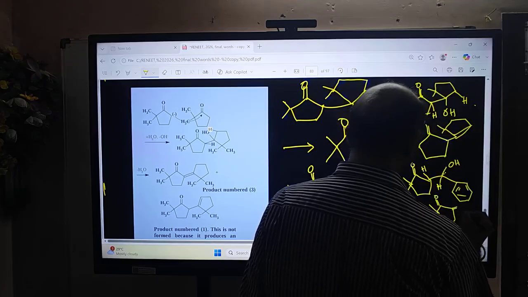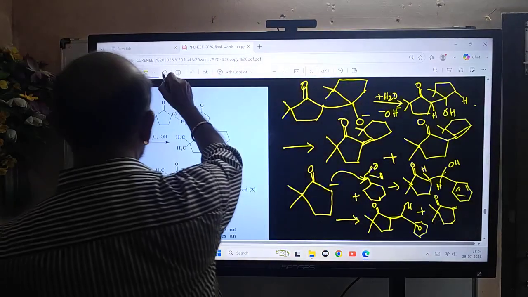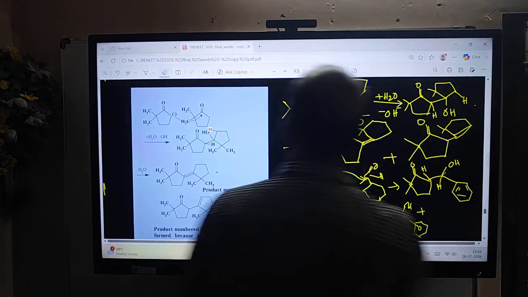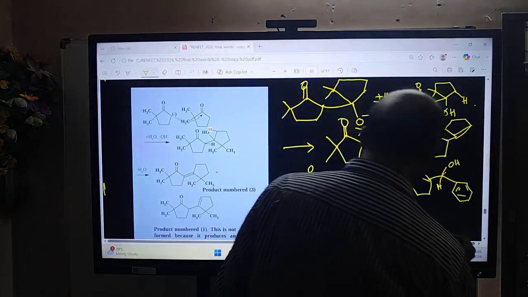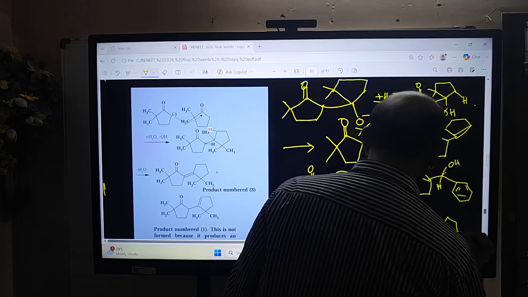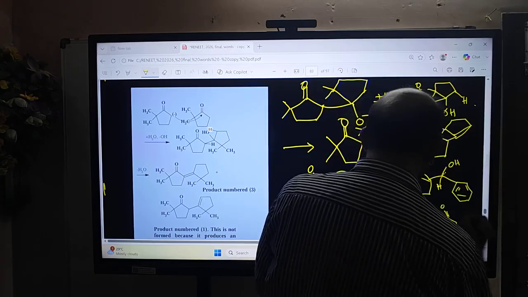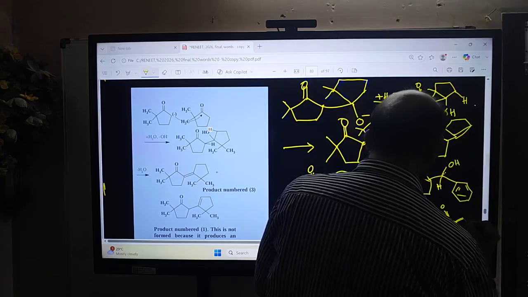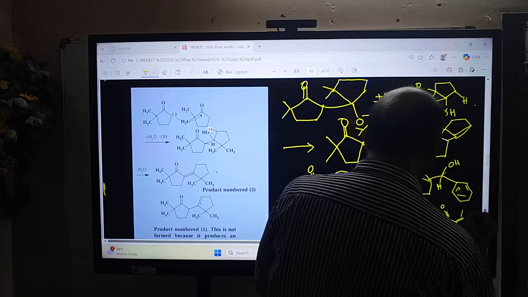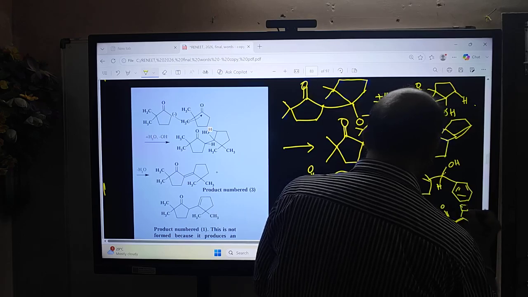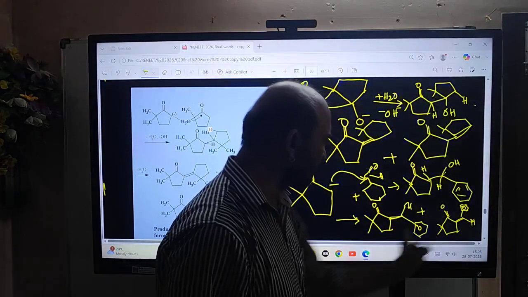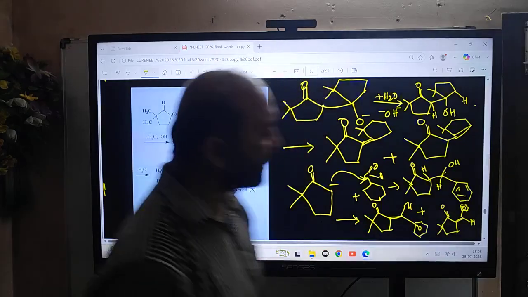Oh, I cannot draw. I have to wipe it out and draw, because space is not sufficient. We'll draw from the bottom. You have the aromatic ring there, like this. This and this are geometrical isomers. Both can be formed there.